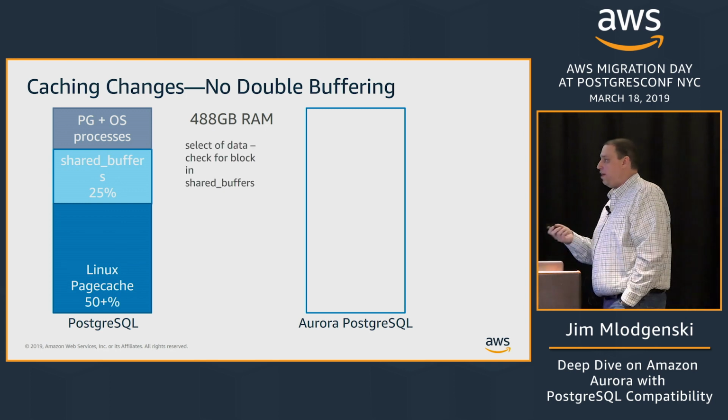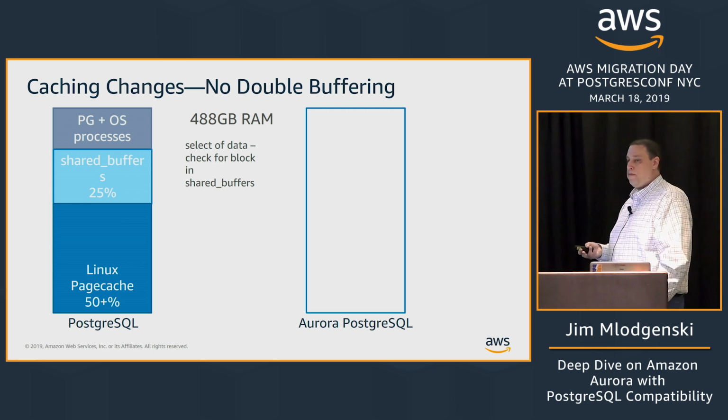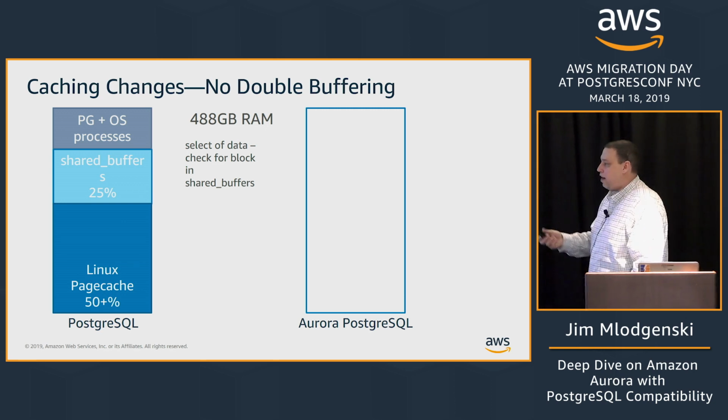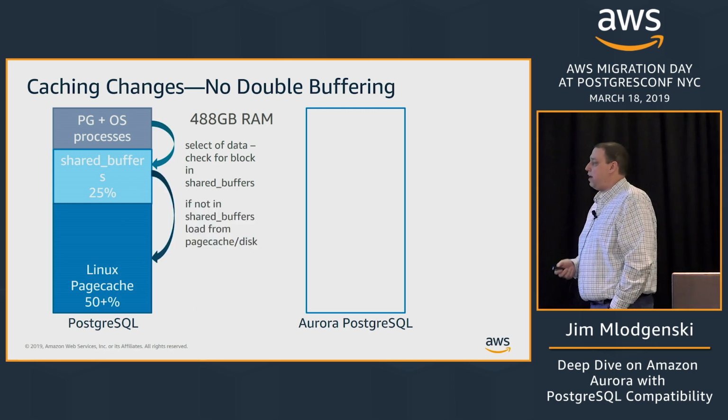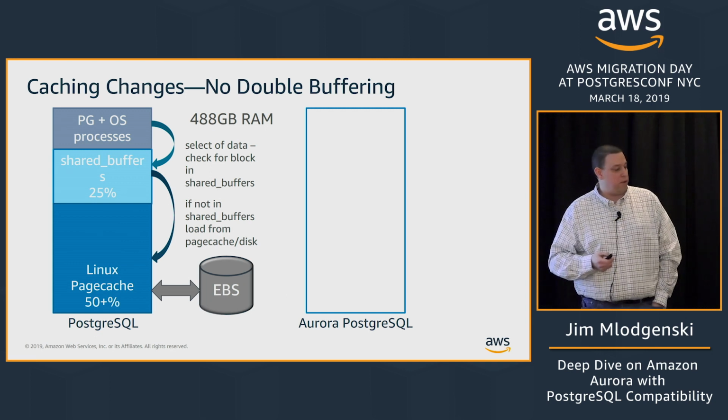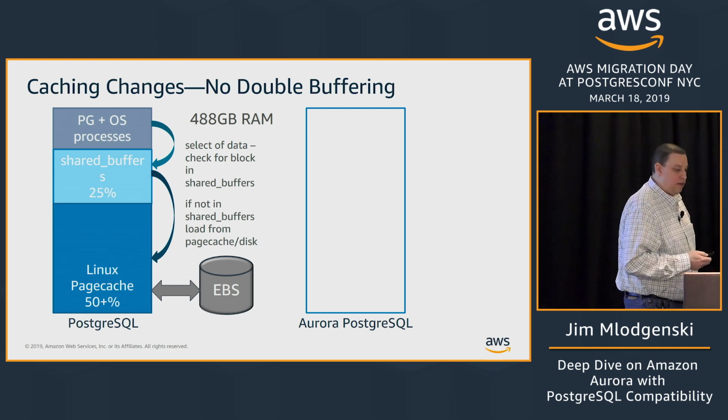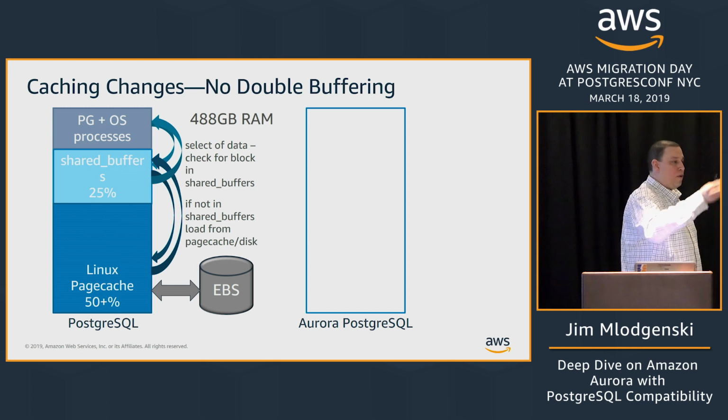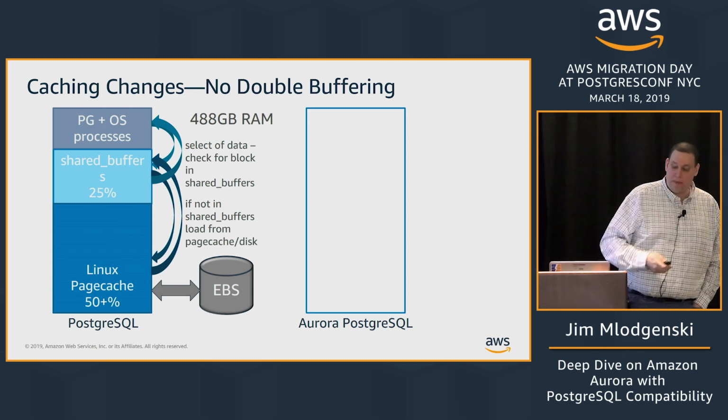So in the event that you're looking for something, it's going to try to pull it out of shared buffers. If it's not in there, it's going to try to pull it out of the Linux page cache. And if it's not in there, then it's going to pull it back from EBS storage, and it's going to have to go all the way back up the stack again, repopulating that.